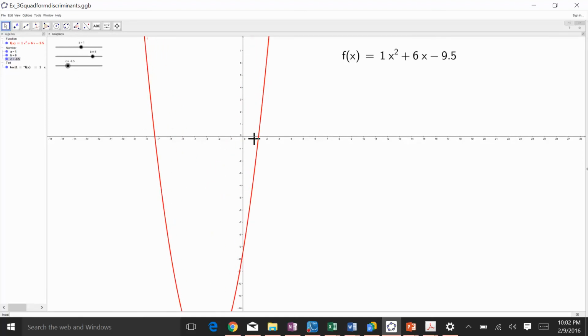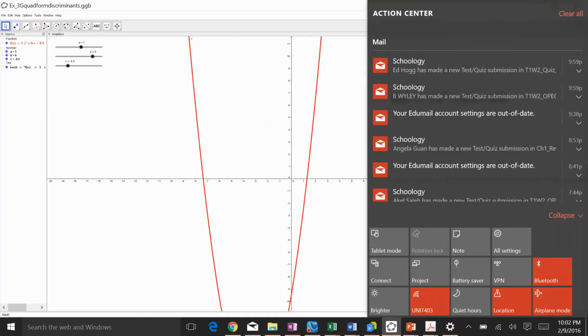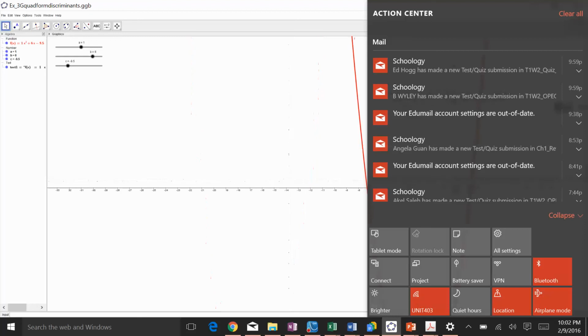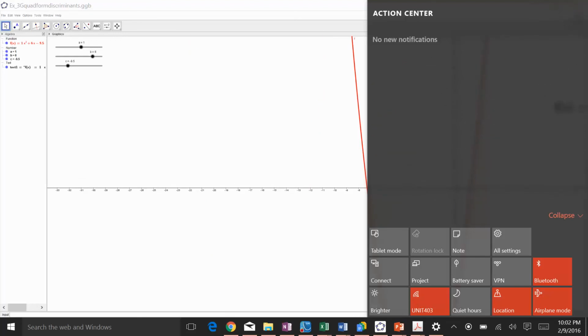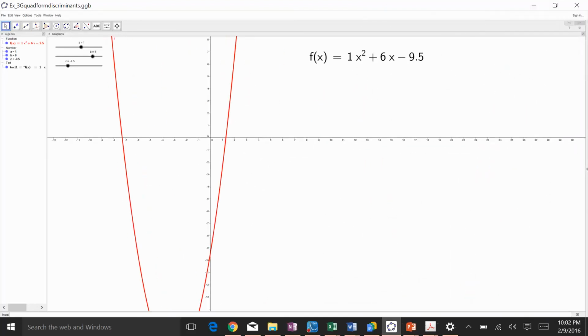That is your goal. Your goal for exercise 3I is to be able to determine how to find how many solutions there are. Okay, I'll do another example so you can see.